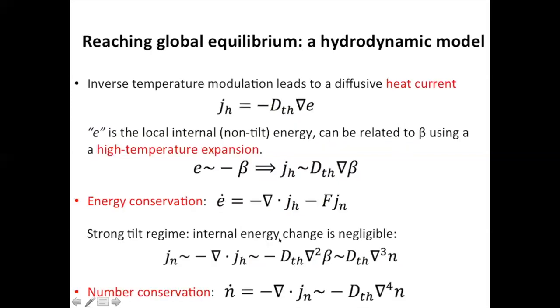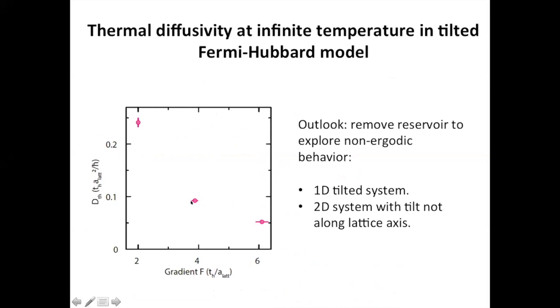So this thing at this point just depends purely on thermal diffusivity. And so you can measure the thermal diffusivity of this Hubbard model near infinite temperature as a function of the gradient. So as an outlook, what we're trying to do now is to go away from this thermalizing behavior to break the ergodicity by now either going to a 1D system to remove the reservoirs orthogonal to the gradient, or by applying the gradient not along the lattice axis, but along some other direction.